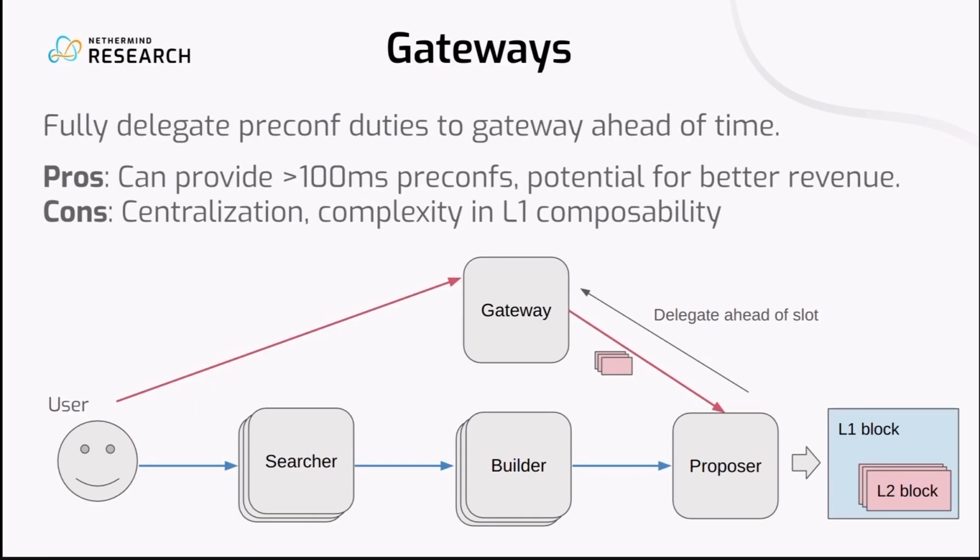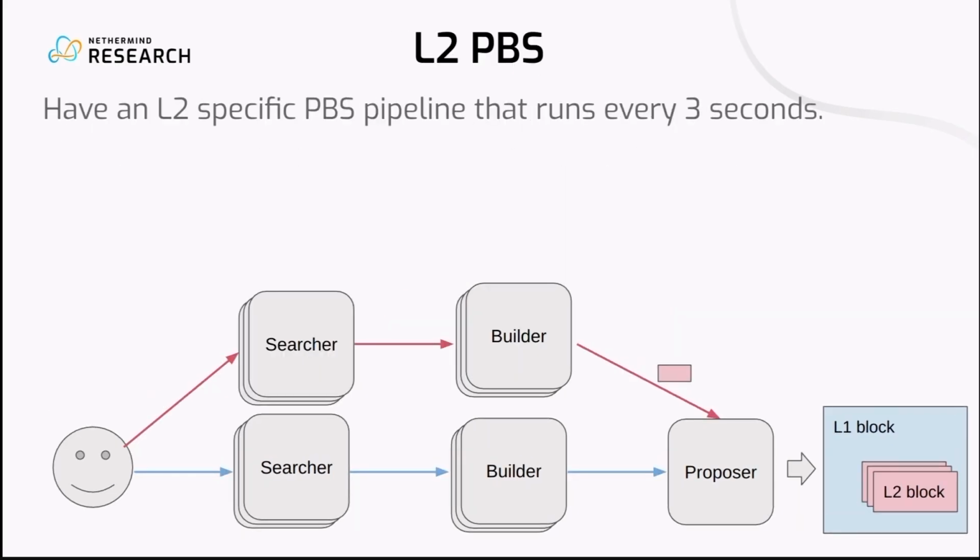Okay, so now another way would be to have an L2 PBS. So have an L2 specific PBS pipeline that runs every 3 seconds. Here you have the L1 PBS pipeline. This will run every 12 seconds as usual. But then you can have a separate L2 specific PBS with builders and searchers. And the pipeline above can run every 3 seconds. After every 3 seconds, it can construct an L2 block and keep on doing that, and then have all the L2 blocks that were pre-confirmed included in the L1 in the end.